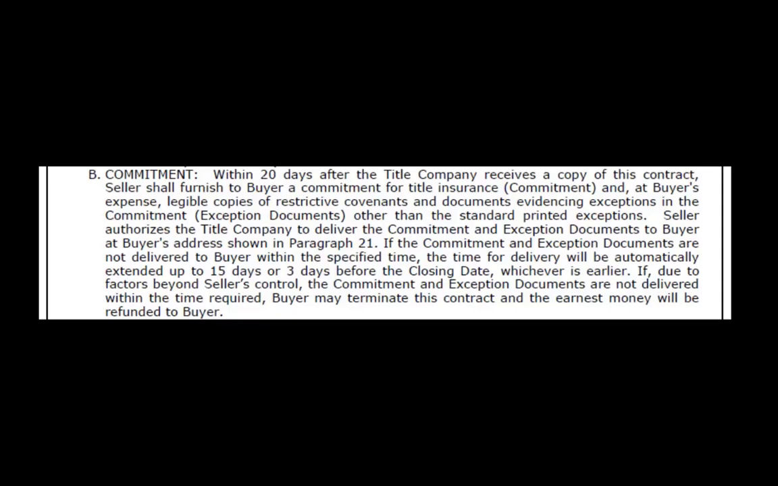And if something happens and for whatever reason they're just not able to issue a commitment, and nobody's really preventing them from doing so, then the buyer will have the option to terminate the contract and earnest money will be refunded to the buyer. I've seen it happen on foreclosure type deals where there was some kind of weird ownership chain, but I haven't ever seen a deal not go through on just a traditional sale.